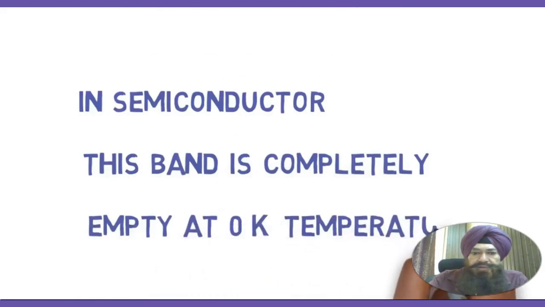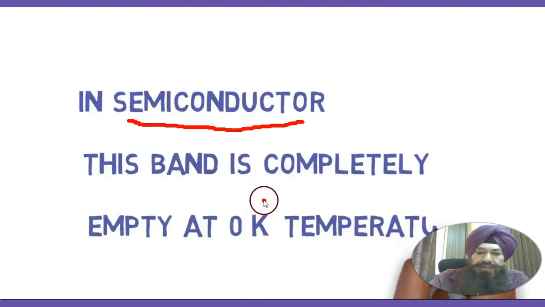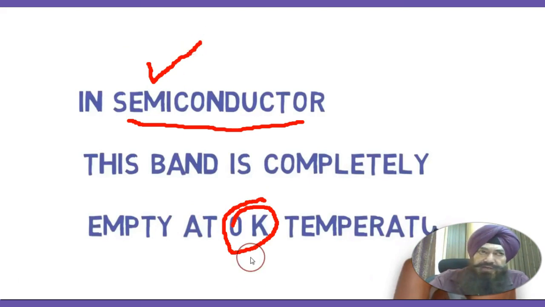Now if we consider an example of a semiconductor, at 0 Kelvin the conduction band is totally empty. That means no electron in the conduction band, so a semiconductor is a perfect insulator at 0 Kelvin. You know what 0 Kelvin is? Water freezes at 0 degrees Celsius, so you go down to minus 273 degrees Celsius. That temperature is called 0 Kelvin. Okay.